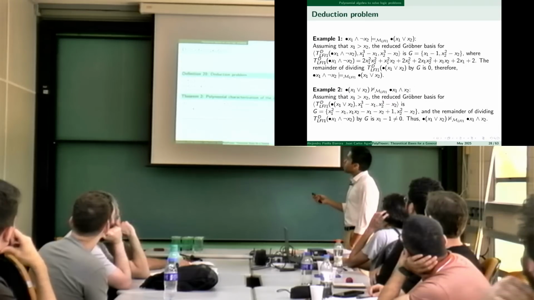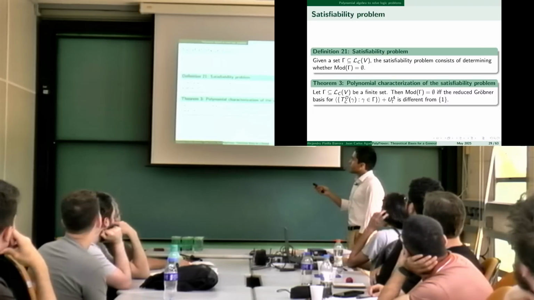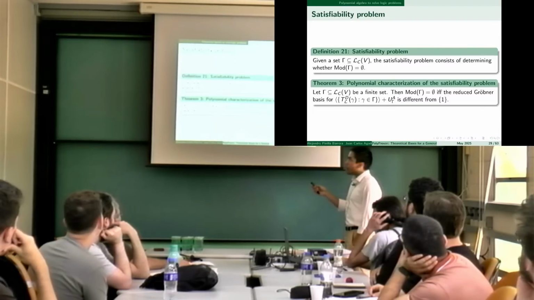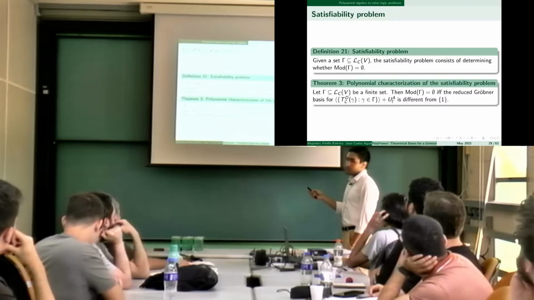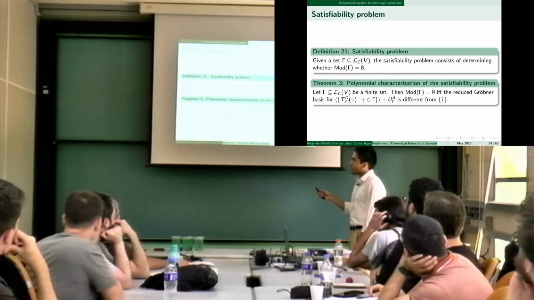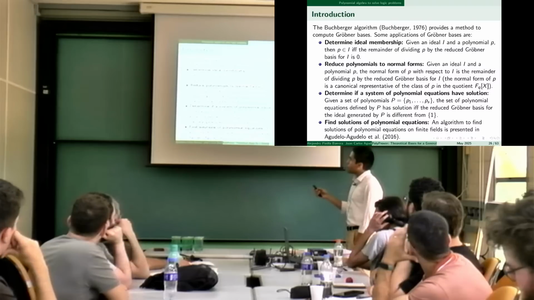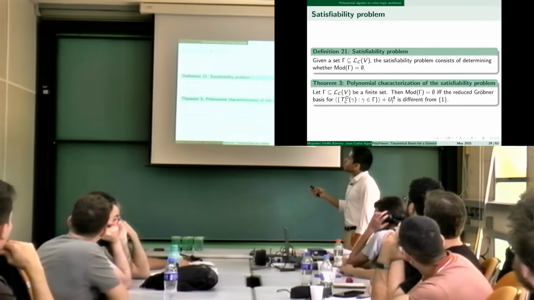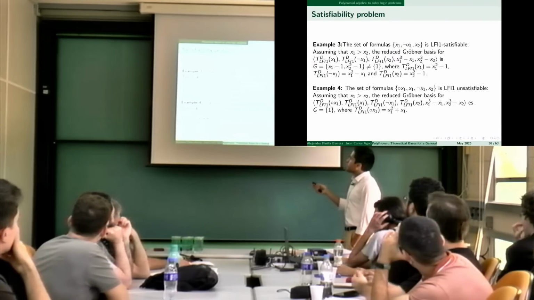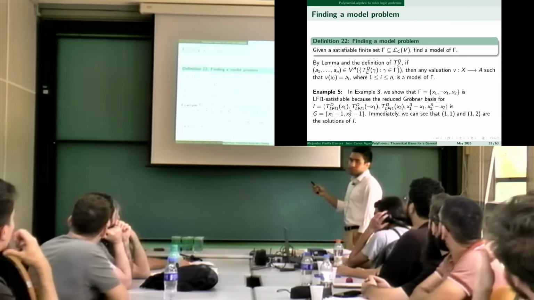Okay, there are some examples. I am not getting into details right now because I am more interested in presenting the dual problem. Satisfiability is related to verifying whether the set of models of gamma is empty or not. But if we take into consideration the Buchberger algorithm, that reduces to finding if the system of polynomial equations associated with gamma has a solution or not. There are also some examples with LFI1. Finding a model is basically finding a solution.